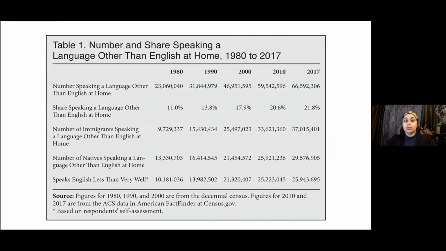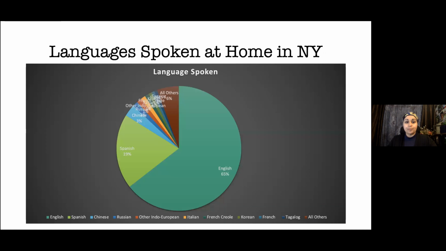When we look at those who speak a language other than English in their home, just looking from 1980 to 2017, you can see these numbers tripled. We're looking at 23 million going to 66 million. These numbers are not going to be going down anytime soon. They're only expected to go up from there. And we have over 20% share speaking a language other than English at home. So again, there are these dialectical influences that are coming into their language, into their speech.